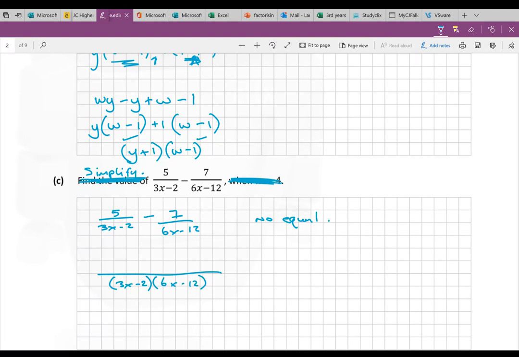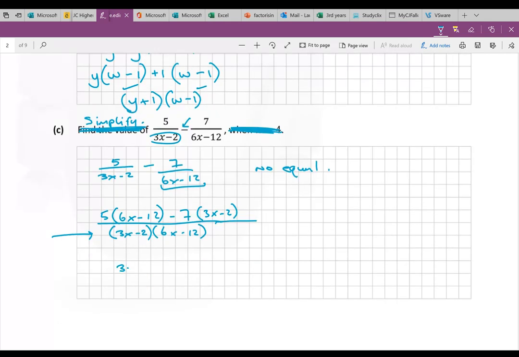Now 5 originally only had 3x minus 2. So now to get it a common denominator, I'm going to multiply it by this one. Minus 7, and important that minus sign is still there. So that minus sign was there here. Minus 7 was originally only over the 6x minus 12. So in order to have a common denominator of 3x minus 2, I've now got to multiply it by 3x minus 2. So I have 30x minus 60 minus 21x plus 14.